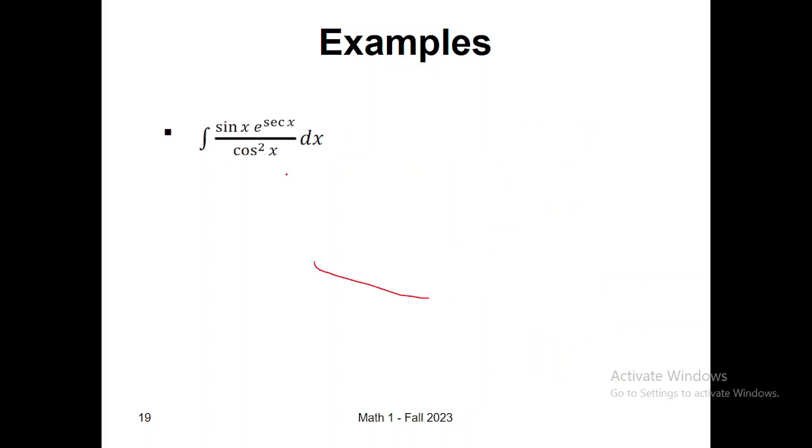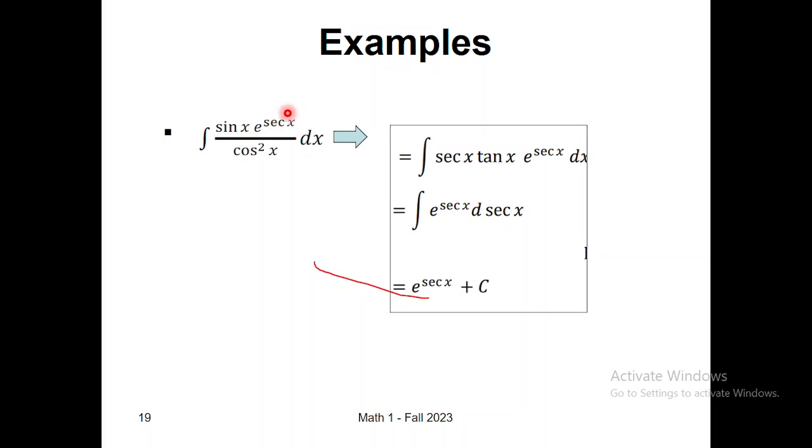Consider this example. We have sine x multiplied by e to the power sec x over cosine square x. Now we have e to the power sec x. It is a composite function. If we have this composite function multiplied by the derivative of the inner function, the problem is very simple. This is the idea of the second generalization rule. So in this case, we can say that we have the derivative of the inner function, because the derivative of sec x equals sec x tan x. And now if you simplify this expression, it will be sine over cosine, which is tan, multiplied by 1 over cosine.